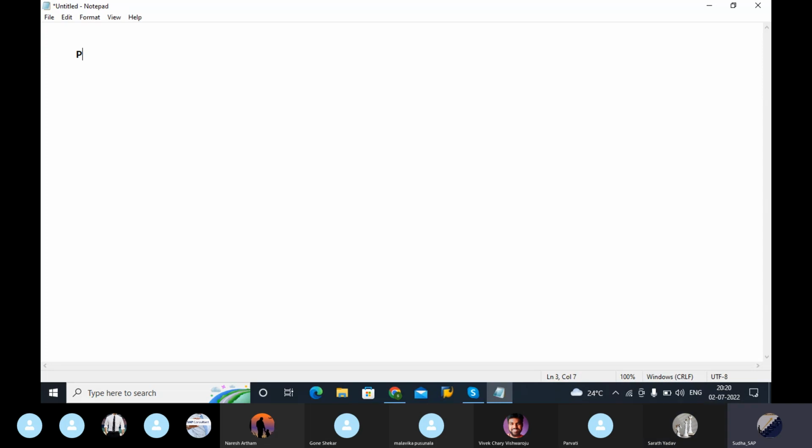Today I am going to explain about the P2P cycle. Before that, we have to know the procure to pay process. For that, the first step is material requirement planning.